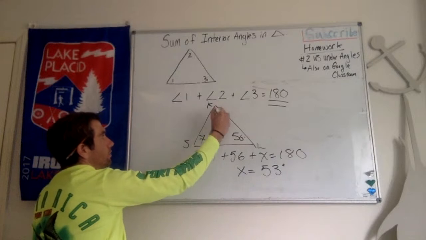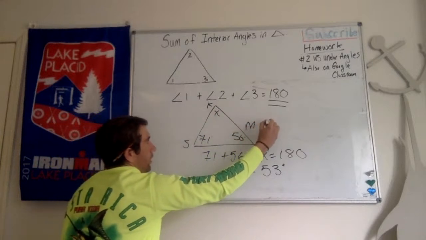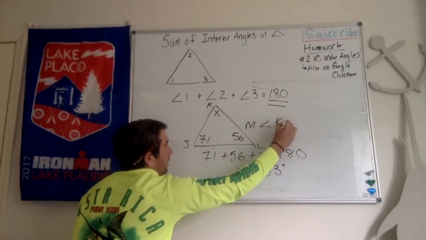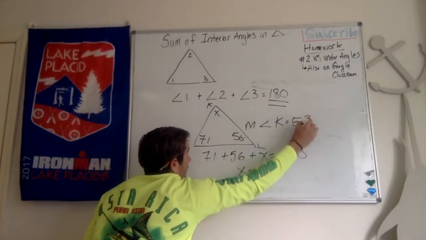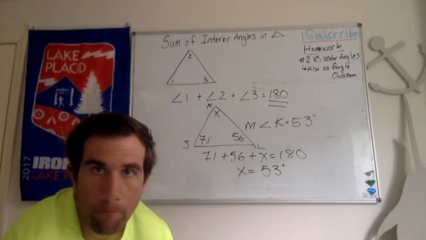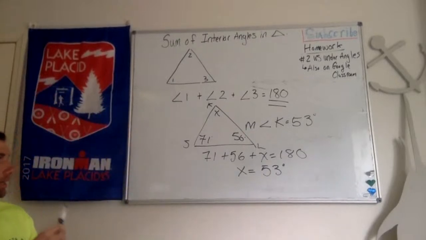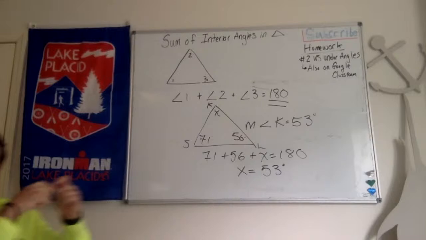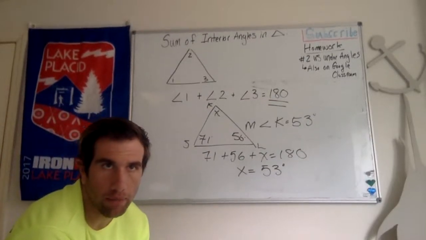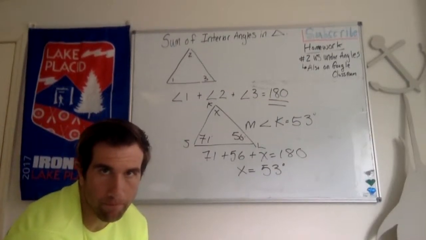Good. So what is the measure of angle K? 53 degrees. Bam. Pretty good. Nice. Good job. Okay. Pretty simple.